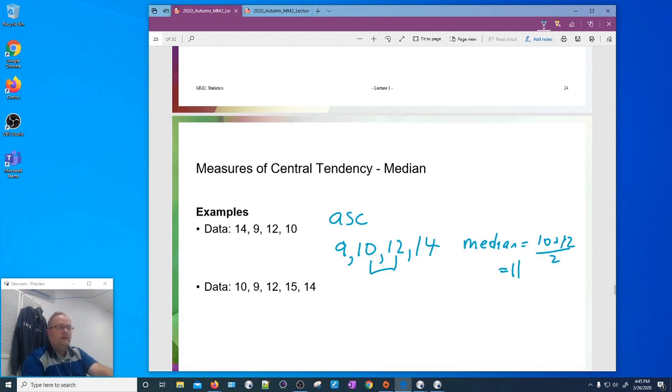These guys here, 1, 2, 3, 4, 5, it's a bit easier to do. Again, we should put them in order. You can't just get the middle score. So we make a list and put them in an ascending order. So the middle one is 12. So the median for that data set is 12.